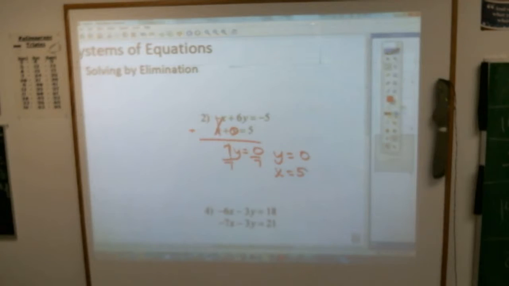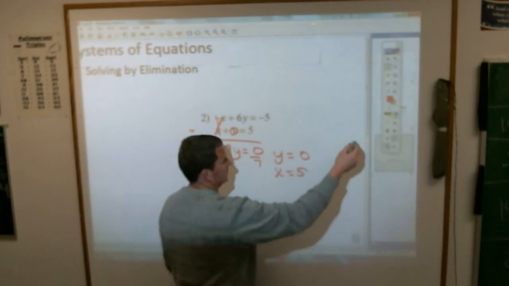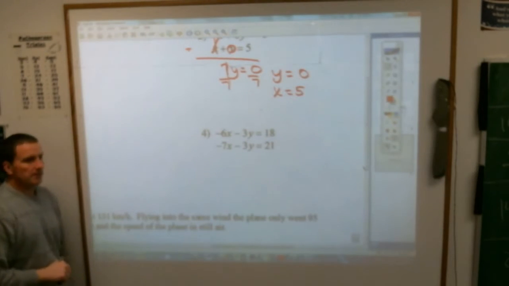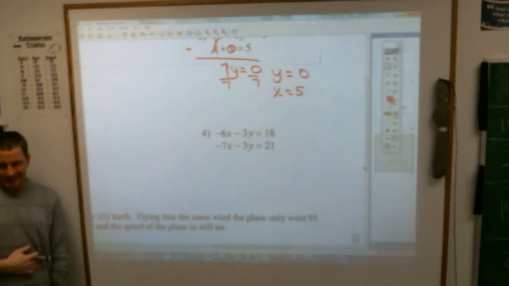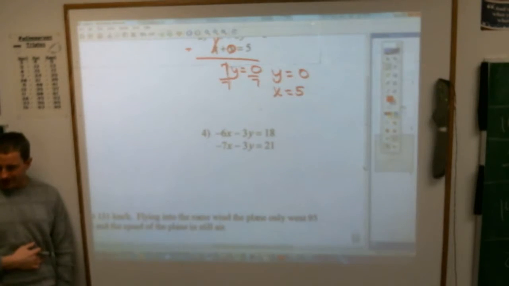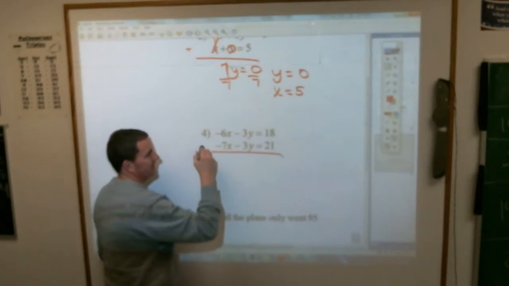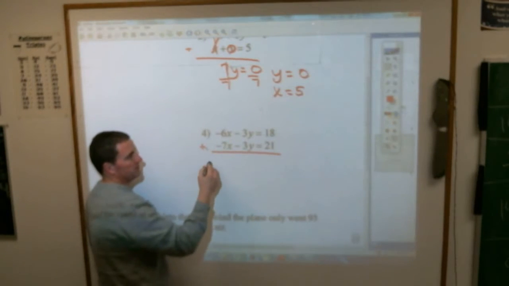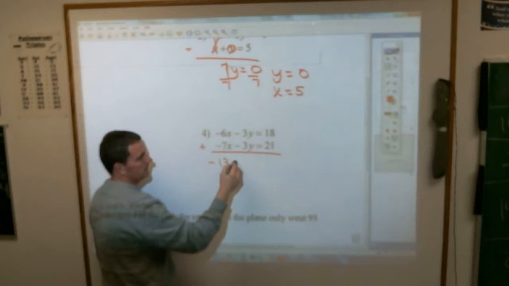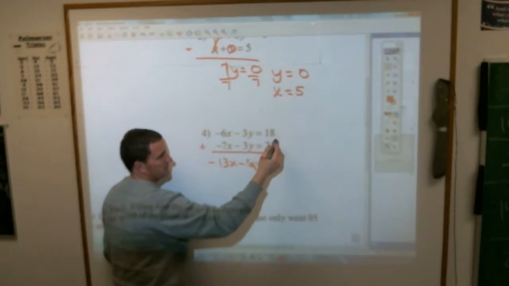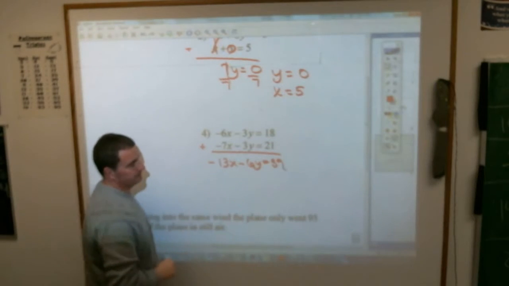And right now you're saying this can't be as easy as it is, and you are right, because if you look at, let's just jump right down to number 4. If I were to add those together, boys and girls, nothing is going to go away because look, I add this together, it's negative 6 and a negative 7 is a negative 13x, negative 3 and negative 3 is a negative 6y, and this is 39.